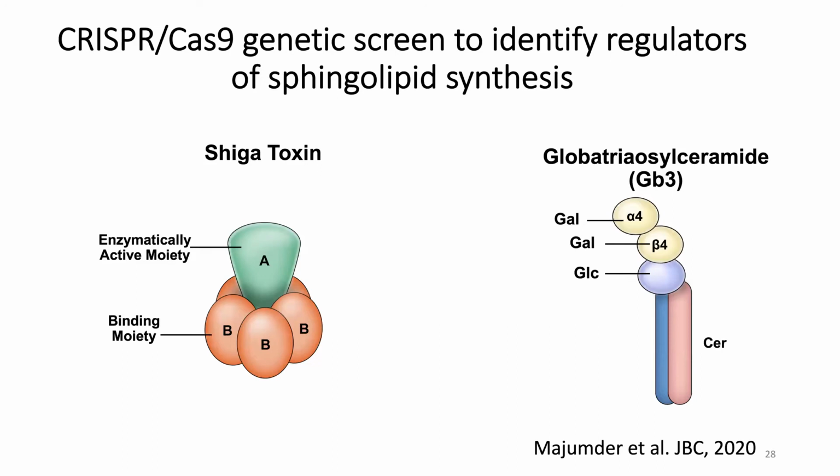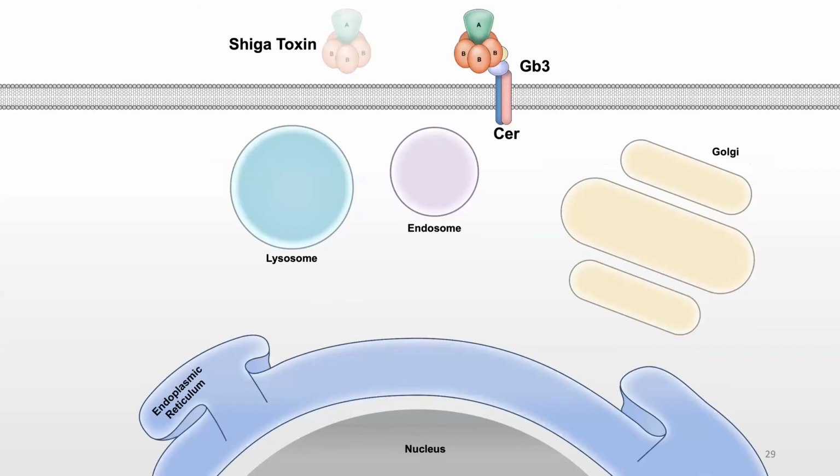So Shiga toxin, of course, is the bacterial toxin, which consists of 2 subunits, an A and a B subunit. The B subunit binds to its receptor on the cell surface, which is GB3. It's a glycosphingolipid with 3 sugars on it, glucose and 2 galactoses. And the way it works is it binds to receptors, is internalized, and makes its way into the ER. The A subunit enters the cytoplasm, which inhibits protein synthesis and kills the cell.